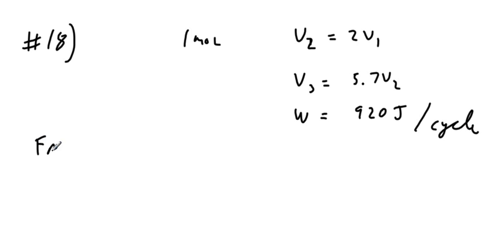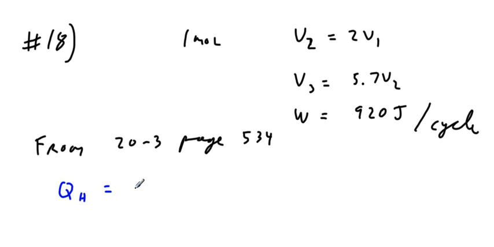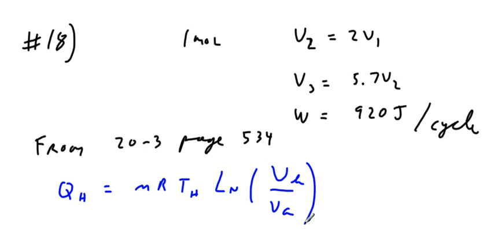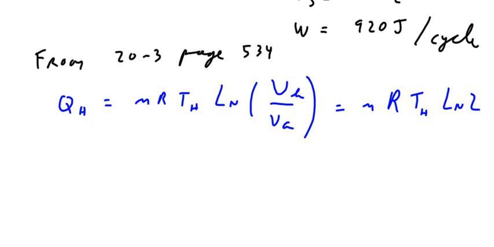So from section 20-3 on page 534, we find that QH is equal to nRT hot natural log of volume B divided by volume A, which in this case is going to be nRT hot natural log of 2, because I doubled my volume.